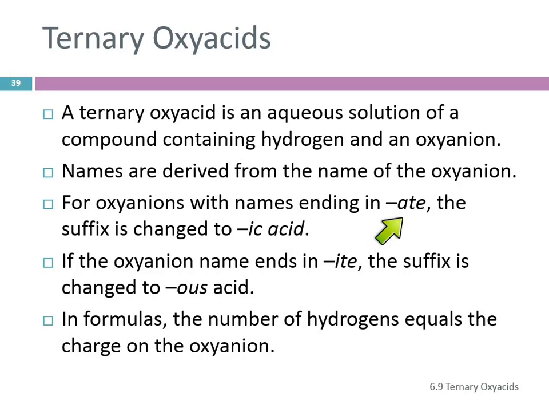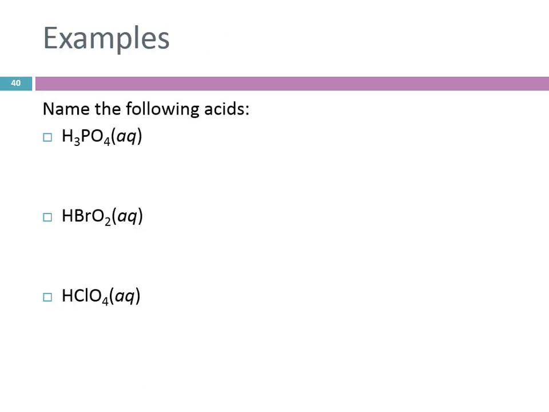If the name of the oxyanion ends in ate, we change ate to ic and stick the name acid on there. If the oxyanion name ends in ite, we change ite to ous and put the word acid. I guess that should be italicized too. And just like for the binary acids, the number of hydrogens is equal to the charge on the oxyanion. Nope, I didn't write it out there.